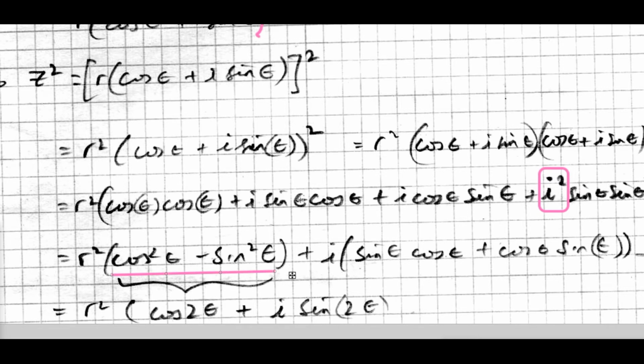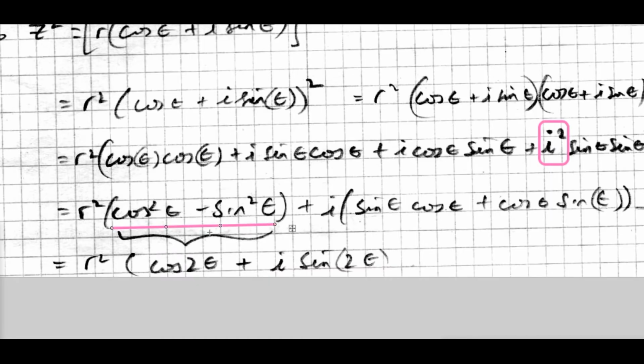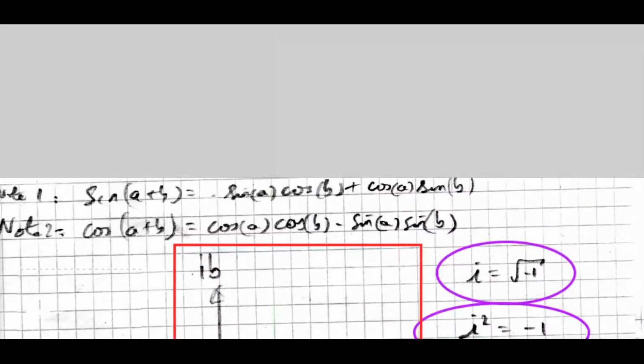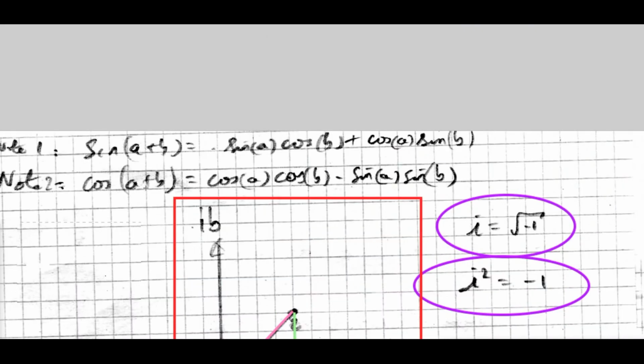The imaginary parts I'm going to put together. Sine theta cos theta is of course the same as cos theta sine theta, so there are two of them, and I've factorized out the imaginary part as described here. Notice that cos squared theta minus sine squared theta is cos 2 theta, and that comes from, like we described before, our double angle formula.